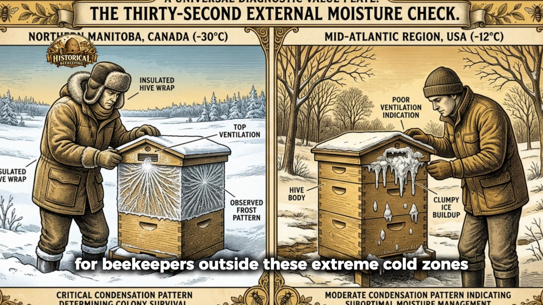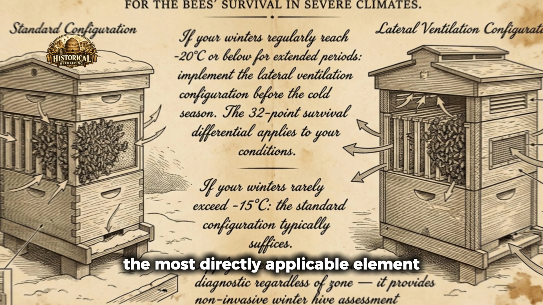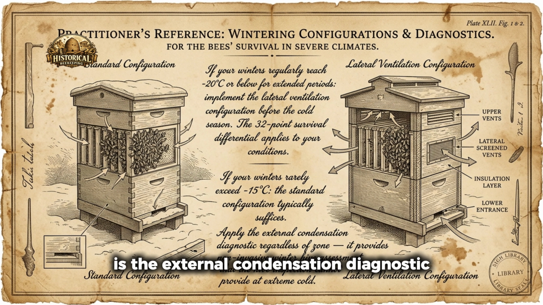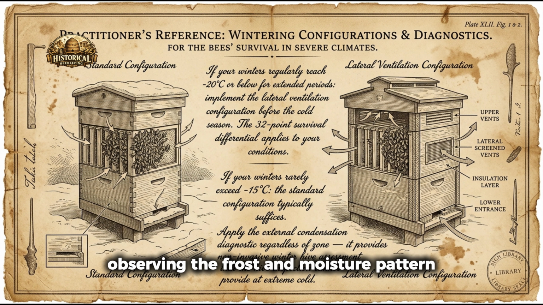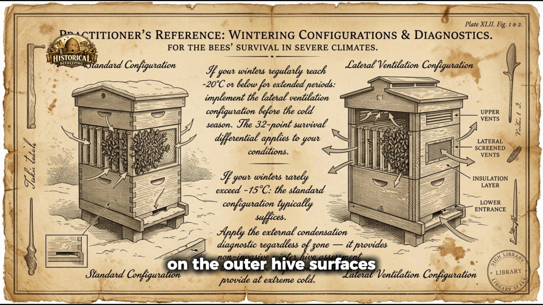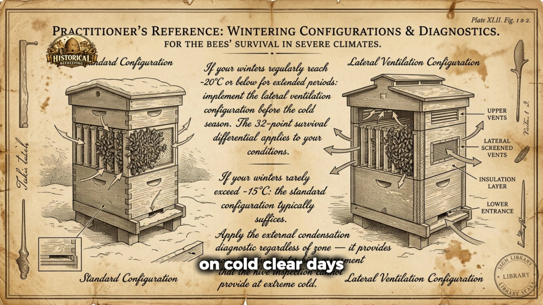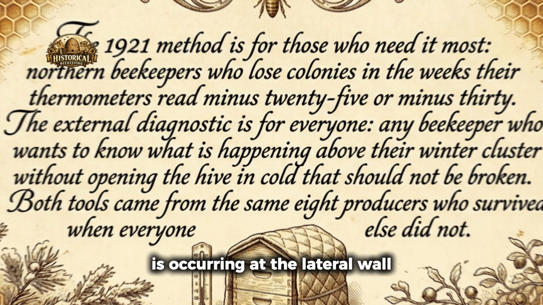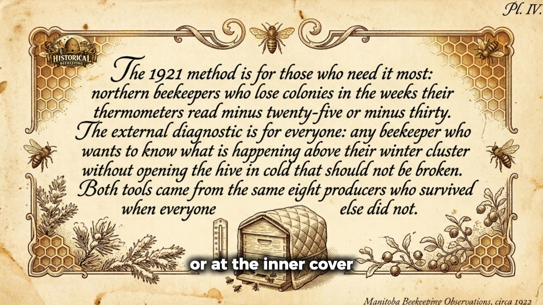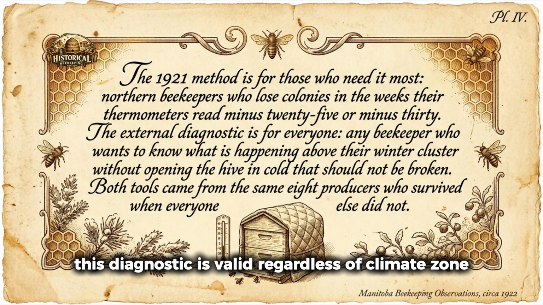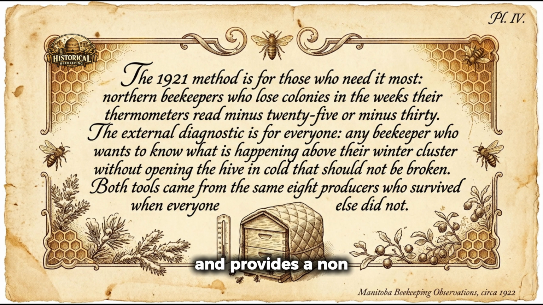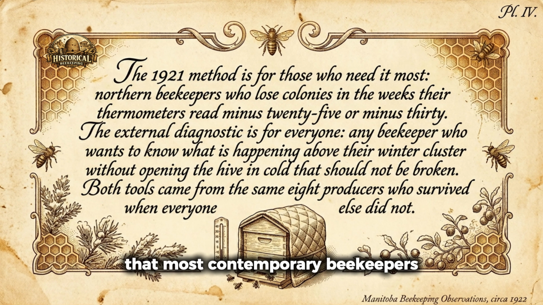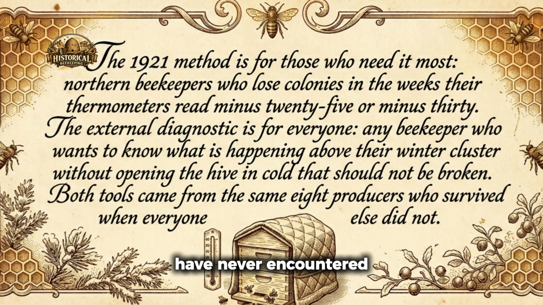For beekeepers outside these extreme cold zones, the most directly applicable element of the 1921 research is the external condensation diagnostic, observing the frost and moisture pattern on the outer hive surfaces on cold, clear days to assess whether the hive's internal vapor movement is occurring at the lateral wall or at the inner cover. This diagnostic is valid regardless of climate zone and provides a non-invasive tool for assessing winter hive function that most contemporary beekeepers have never encountered.